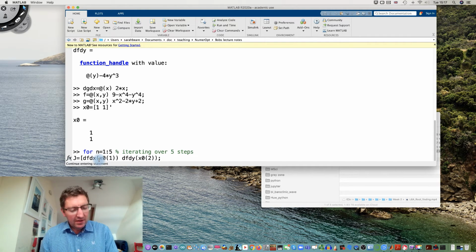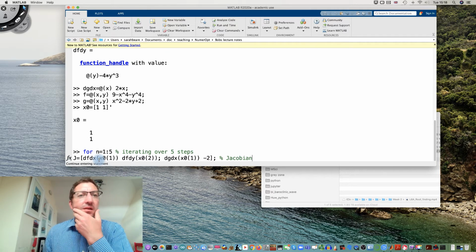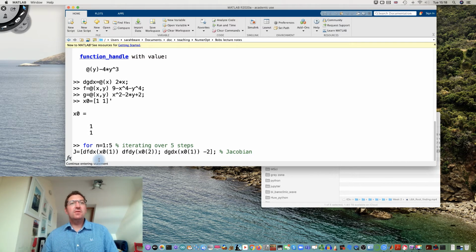You can see why we've been doing it in 2D rather than more dimensions. It's complicated enough to get the essence of the problem. And then dg by dx is just a function of x, which is the first element of x0. And then dg by dy is a constant throughout. So this is our Jacobian. And then at each step we define a new Jacobian depending on the position we're at.